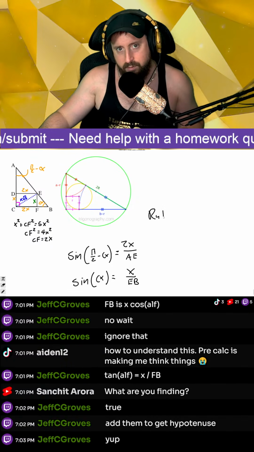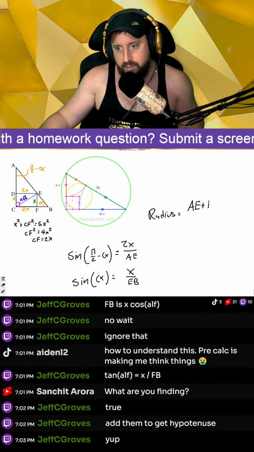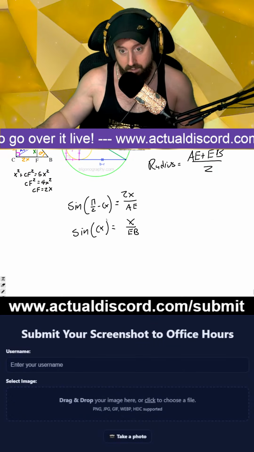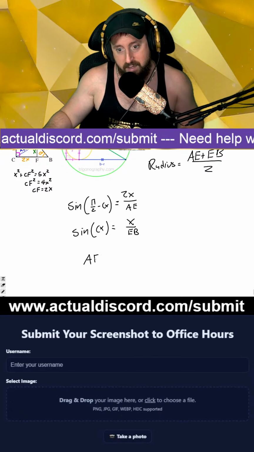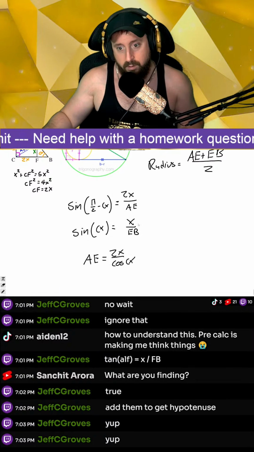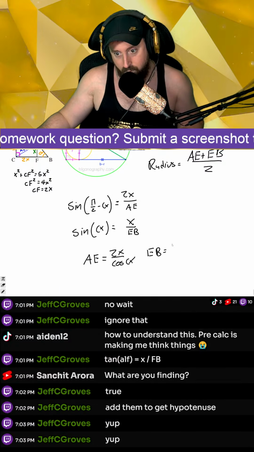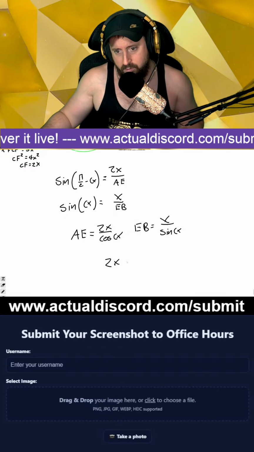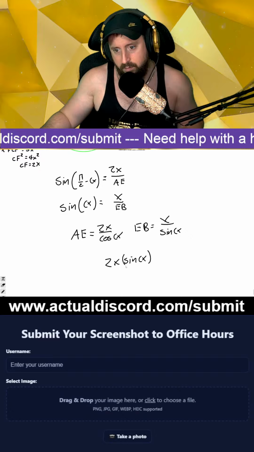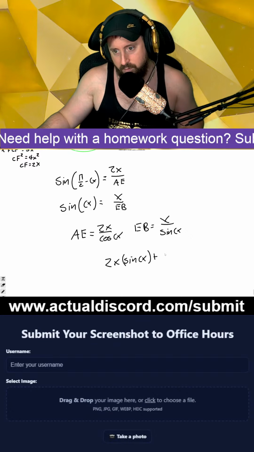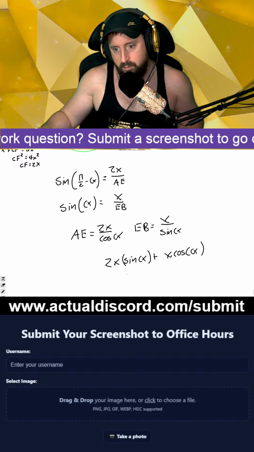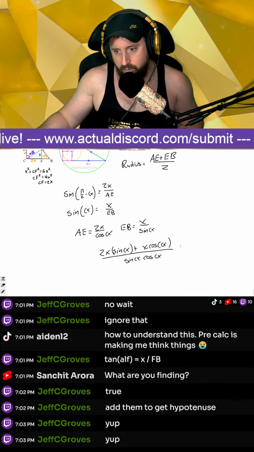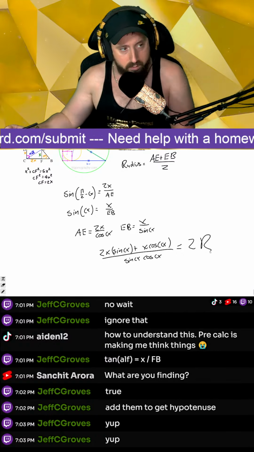So, radius is equal to AE plus EB all over 2. And then just pi r squared. We're done, right? Okay, so sine of pi over 2 minus alpha, that's cosine of alpha. This is a good trig identity. So AE is equal to 2x over cosine alpha. From this, I get that EB is equal to x over sine of alpha. So 2x sine alpha plus x cosine alpha, all over sine alpha cosine alpha, is equal to 2r. Twice the radius? I think we're good there.